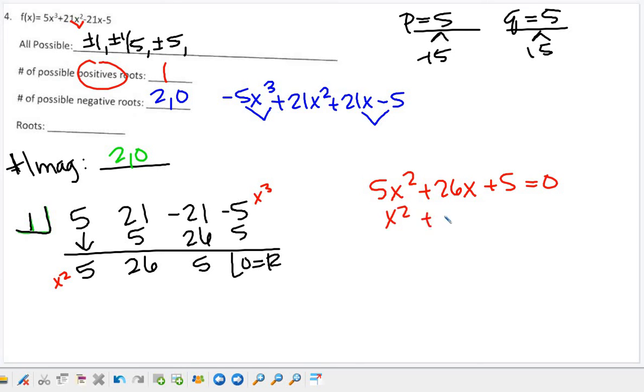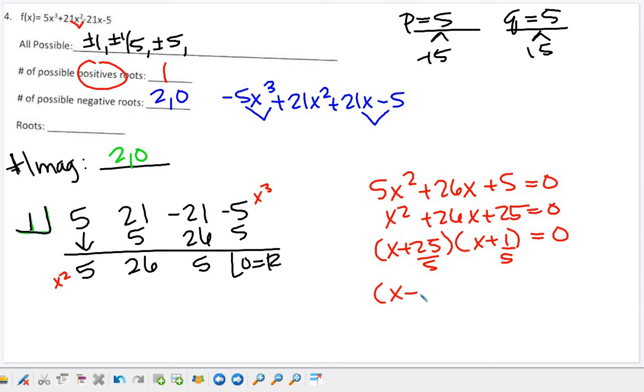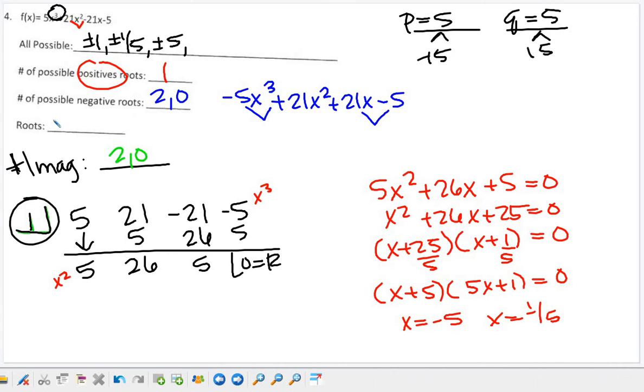So I have x squared plus 26x plus 25 is equal to 0. So x plus 25, x plus 1. And we got to divide that 5 back out. So we have x plus 5 and 5x plus 1, which gives me x is negative 5 and x is negative 1/5. So we have 3 zeros or 3 roots as we anticipated. The first one was 1, then negative 5 and negative 1/5. So we had 1 positive and 2 negatives.